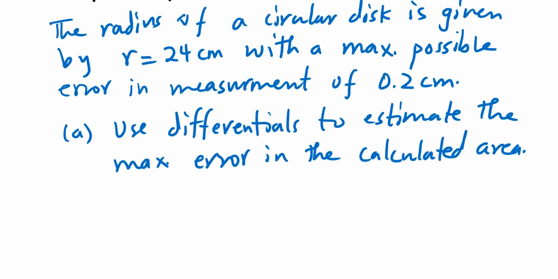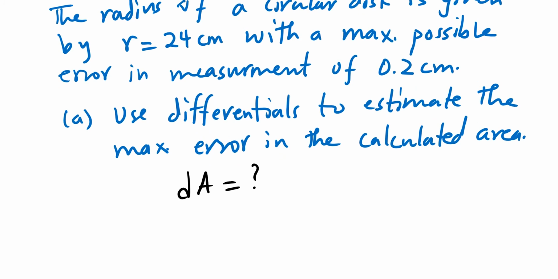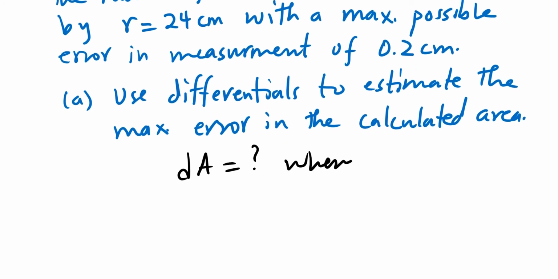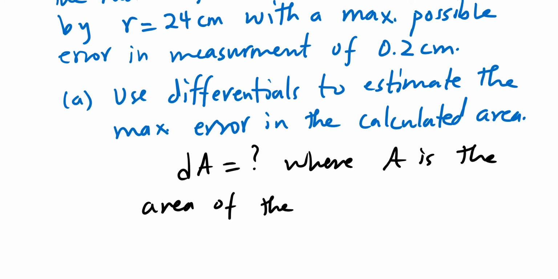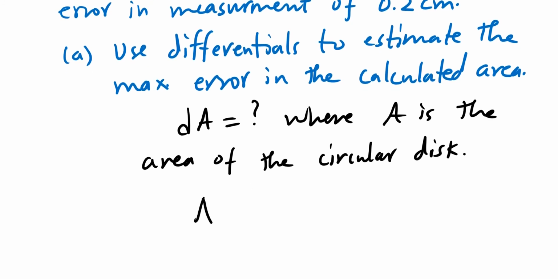In the calculated area. Well, they ask us about dA. That's the error in the area, where A is the area of the circular disk. It's a circle, so the area of the circle, we know it's pi r square.